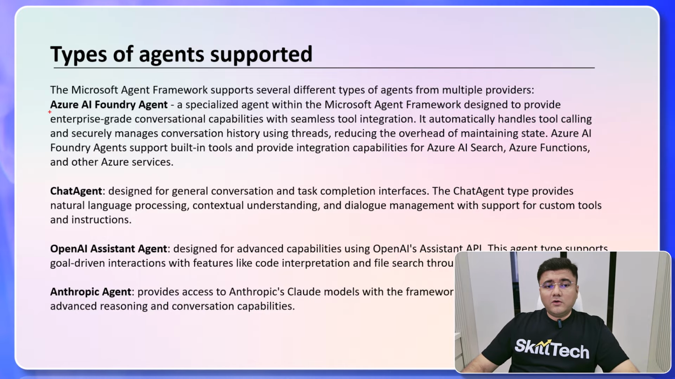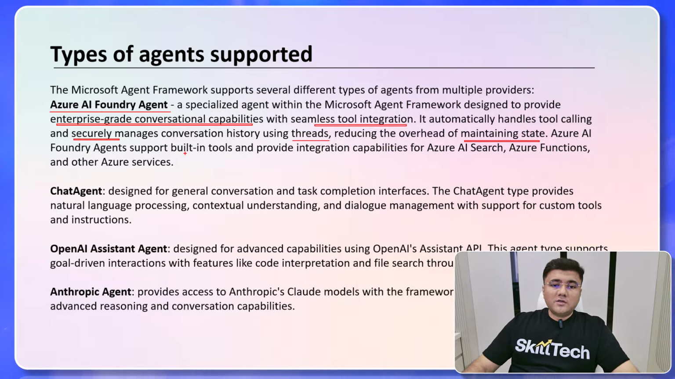Like, first and obvious, we have the Azure AI Foundry agent. So whichever agent you have developed with Microsoft Azure AI Foundry, you will be able to use it. Basically, it's totally connected with that. What is an Azure AI Foundry agent? Well, it's a specialized agent within Microsoft Agent Framework designed to provide enterprise-grade conversational capabilities with tool integrations. It automatically handles tool calling, which is basically dynamic tool calling. It securely manages conversation history using something known as a thread, and it reduces the overhead of maintaining the state. So state management is also taken care of.